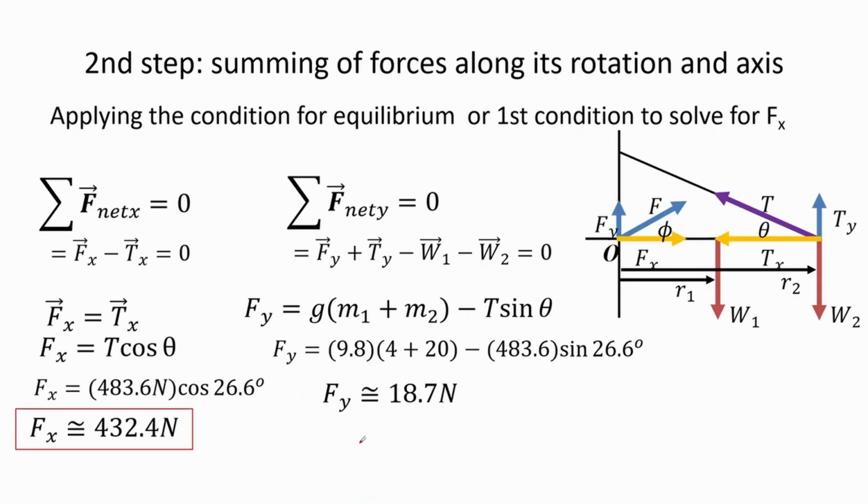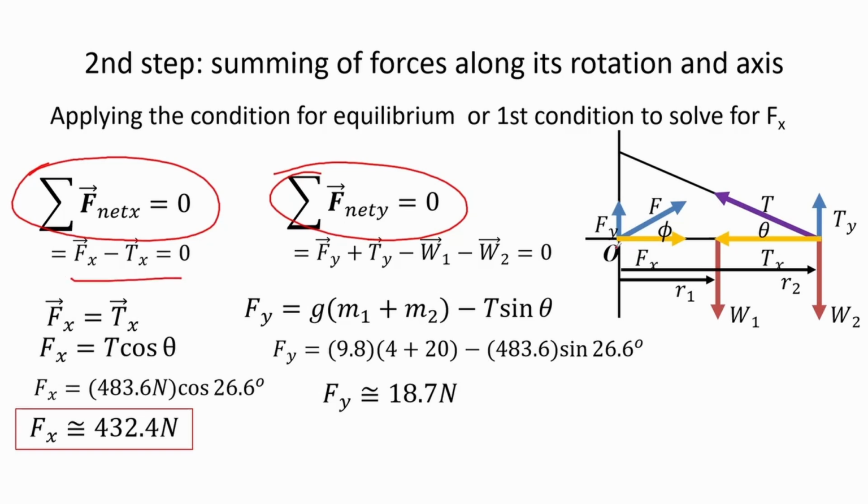To determine the force exerted by the wall we use the first equation of equilibrium, which simply is the sum of forces along its axis. We see that the forces along x are just the x component of the wall force minus the x component of the tension of the wire. Upon substitution of the values of T and theta we get that the force Fx, or the force exerted by the wall on the rod, is around 432.4 newtons.